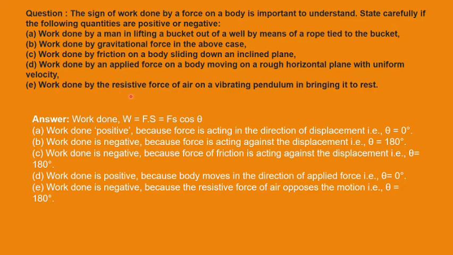Work done by the resistive force of air on a vibrating pendulum. Like we have done the simple pendulum, the bob is oscillating about its mean position, and of course because of the air resistance, it comes to rest after some time. It will not keep oscillating all the time. So work done is always negative, because the air resistance is acting in the direction opposite to the movement.